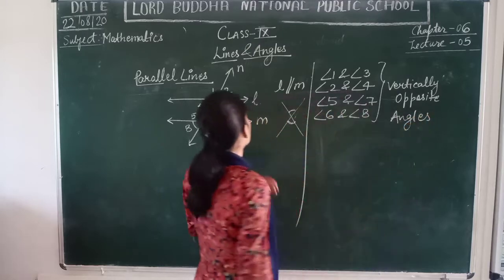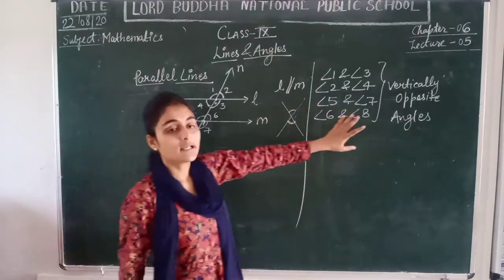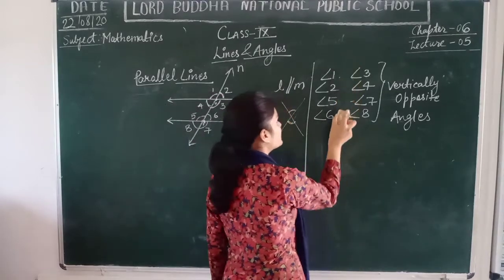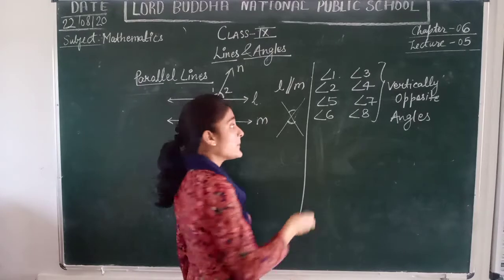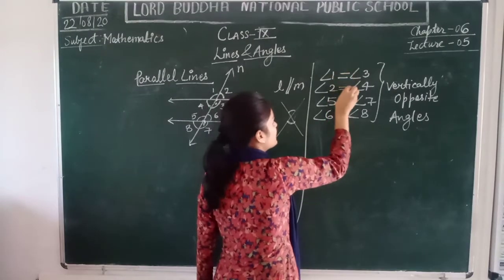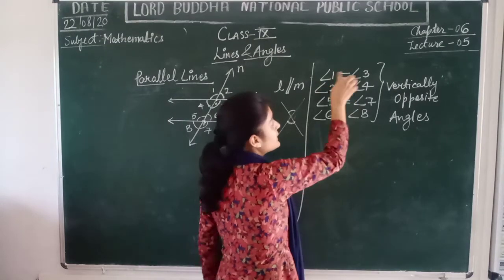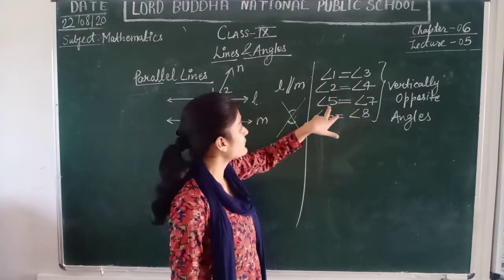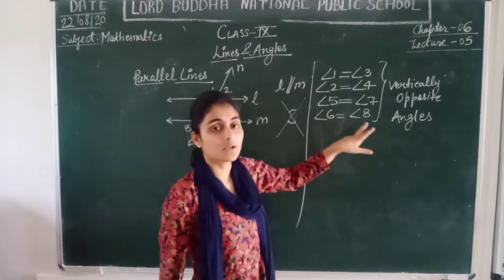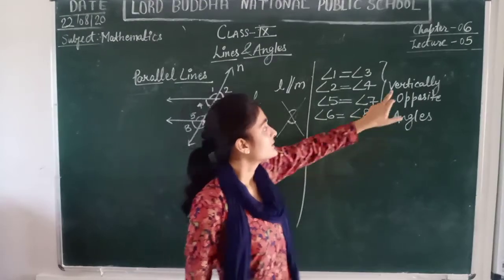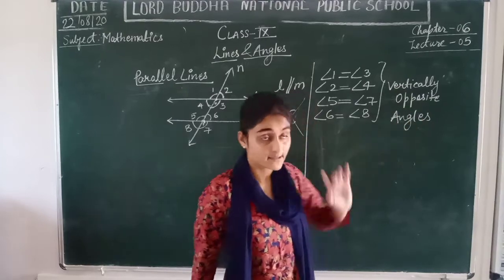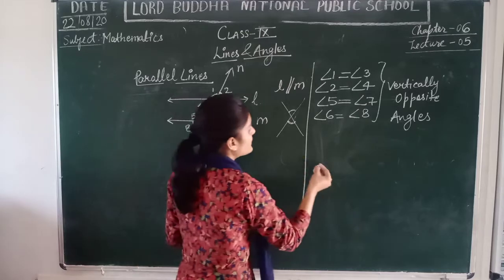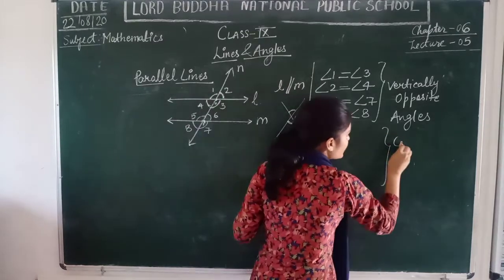So you have got 4 pairs of angles which are vertically opposite angles. And you know that vertically opposite angles are what? Equal in measurement. So you write an equal sign in between them. You write that angle 1 is equal to angle 3, angle 2 equals angle 4, angle 5 equals angle 7, angle 6 equals angle 8. And the reason is they are vertically opposite angles. Now moving forward, now I will read about another type of angle, which is your corresponding angle.